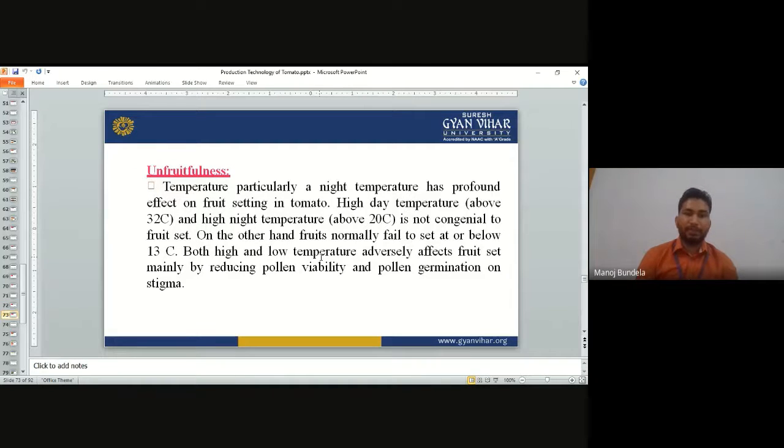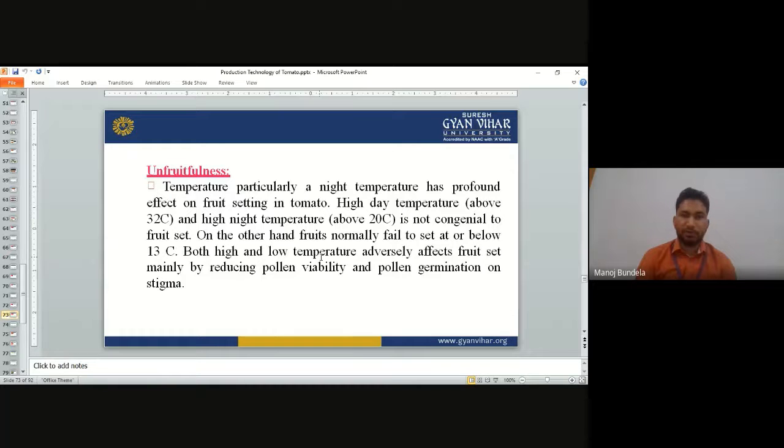Unfruitfulness. Temperature, particularly night temperature, has a profound effect on the fruit setting in tomato. Night temperature will play an important role in fruit setting in tomato. High day temperature above 32 and high night temperature above 20.